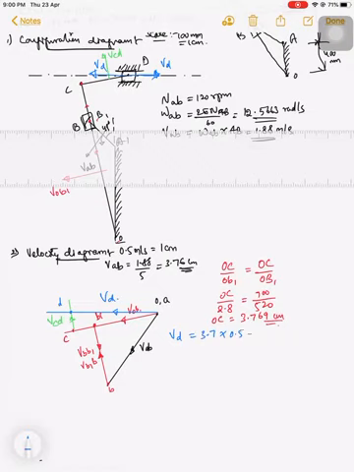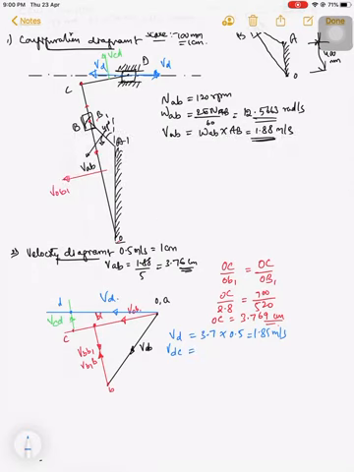Multiply it with the scale. Do not forget this. If you forget, obviously whatever you do will be wrong. So it is 3.7 into 0.5, 1.85 meter per second is the value for VD. Now let us find out VDC also. VDC or VCD.